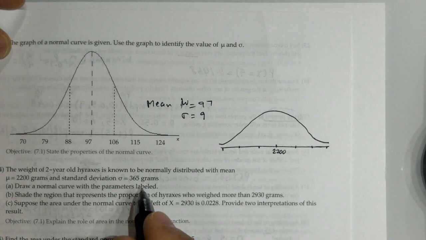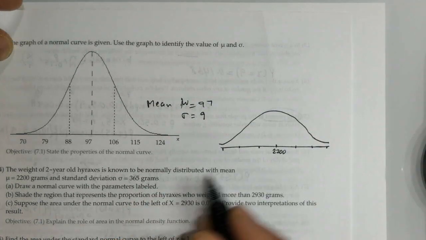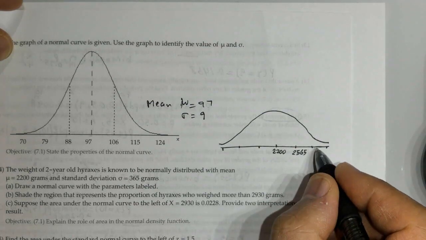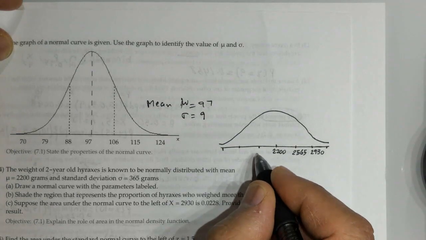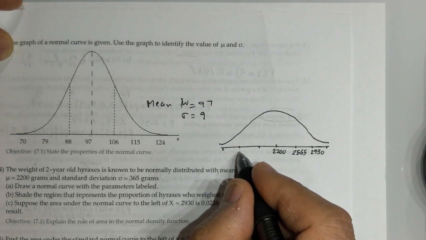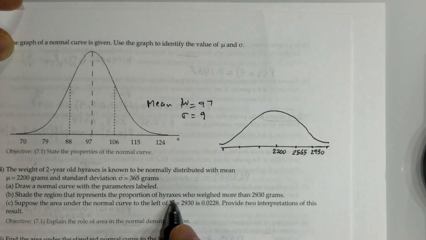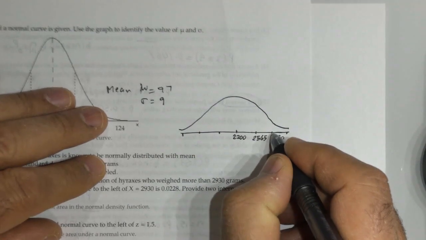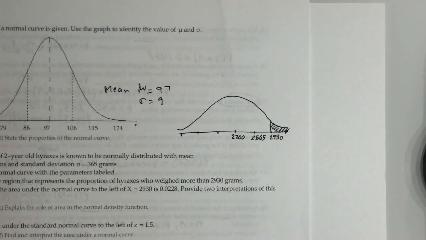And every time you add 365, so if you add 365 it will be 2,565, and then if you add another one it is 2,930, and here you subtract 365, subtract another 365, and so on and so forth. Shade the region that represents the proportion of Hyraxes who weighed more than 2,930. More than 2,930 means, guys, it's to the right of 2,930, so this is the shading right there.